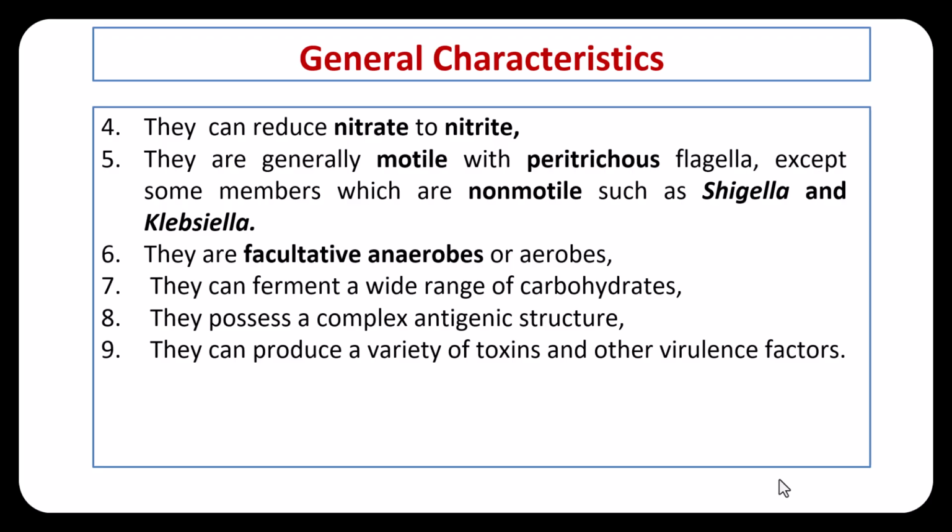That means they can grow with and without oxygen, and can ferment a wide range of carbohydrates such as lactose and glucose, and have a complex antigenic structure. That means they have several types of antigens on their surface, and this is important for classification and identification, and they have a variety of toxins and virulence factors that help them to cause disease.